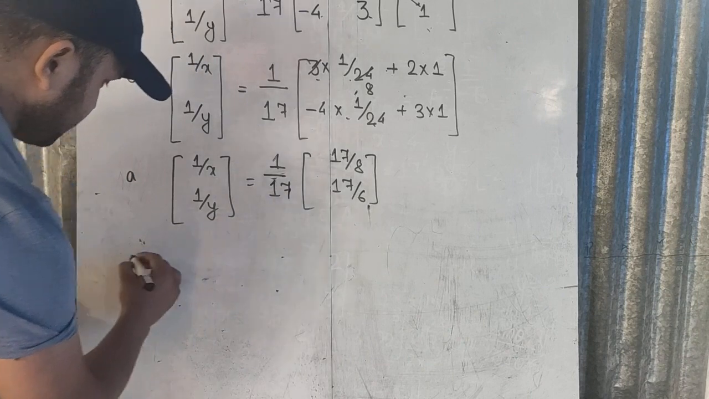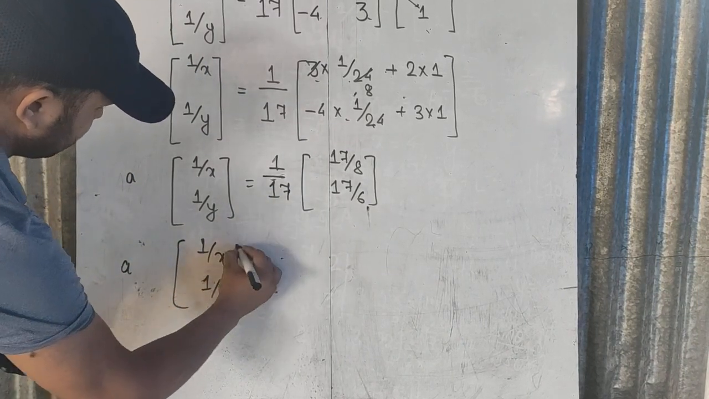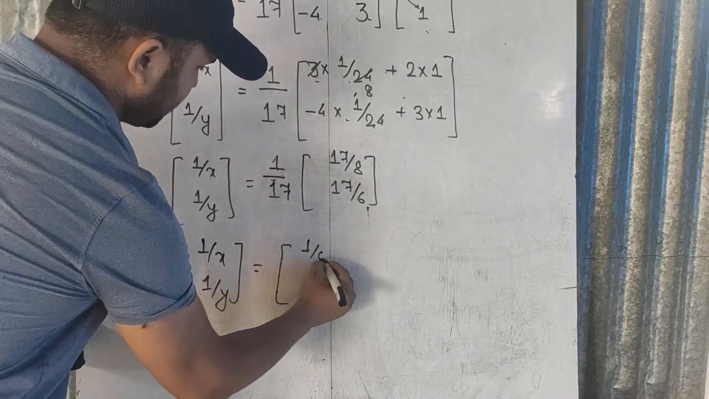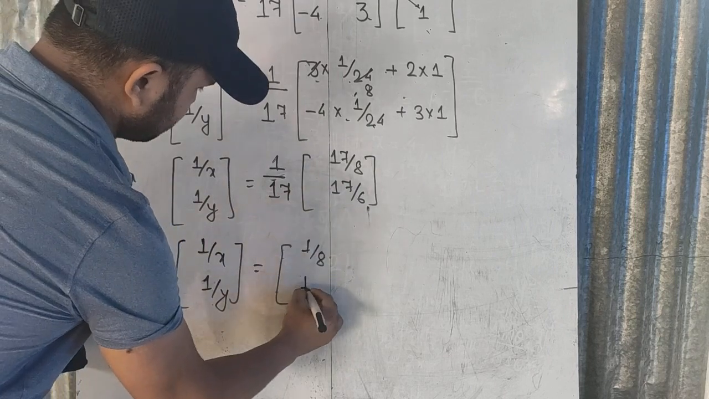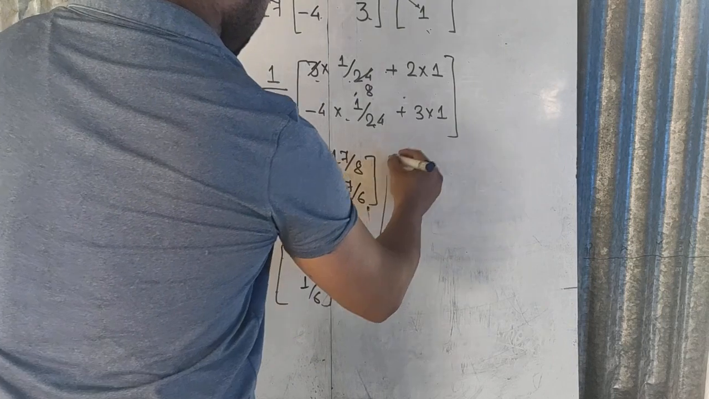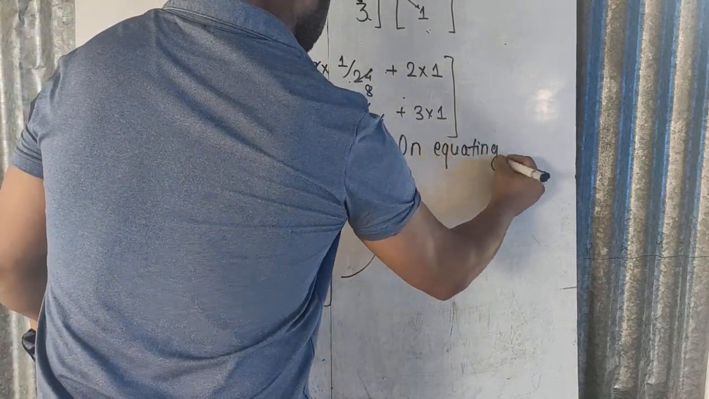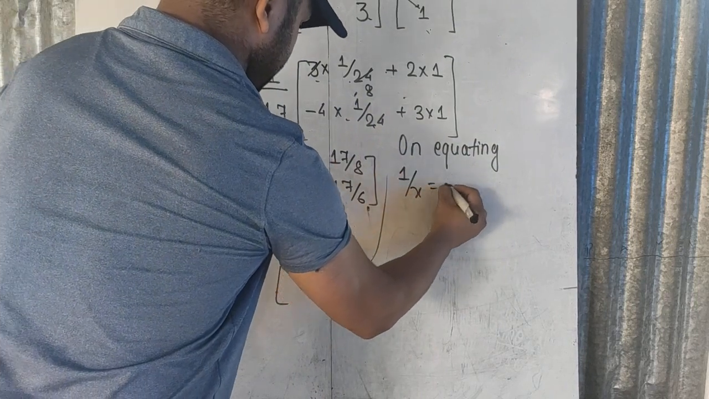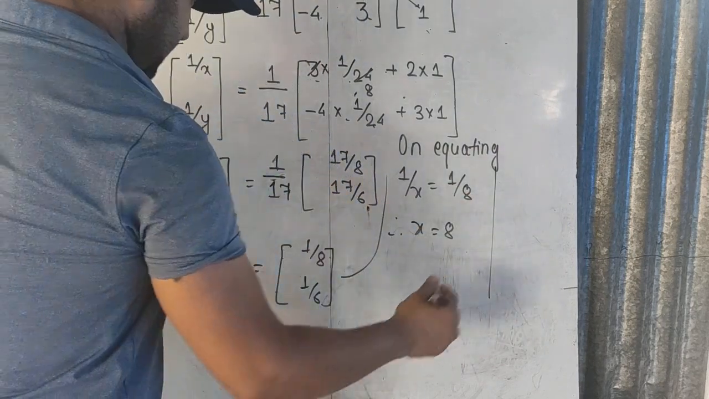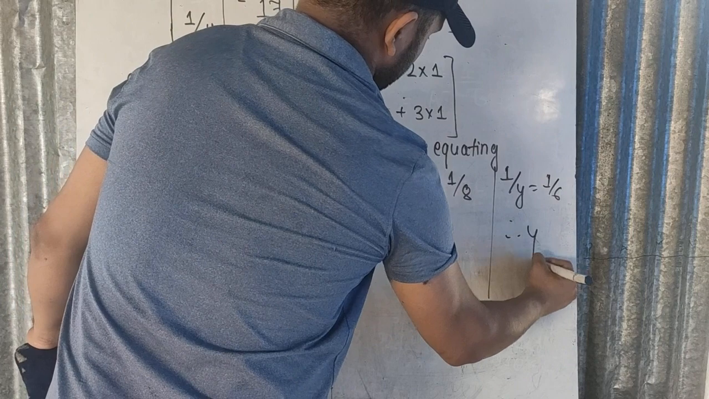This multiplies the term inside here: 1 by x, 1 by y. 1 by 17 times 17 by 8 gives 1 by 8. 1 by 17 times 17 by 6 gives 1 by 6. Now we equate the terms. On equating, you get 1 by x equals 1 by 8, so x equals 8. Similarly, you also get 1 by y equals 1 by 6, so y equals 6.